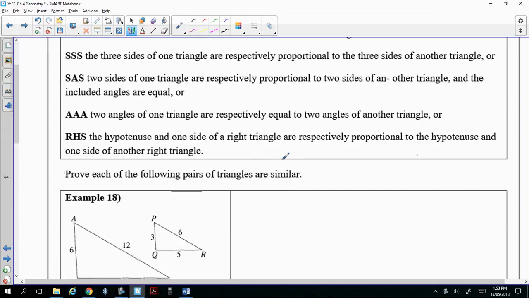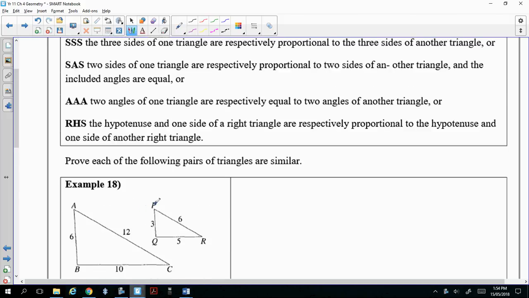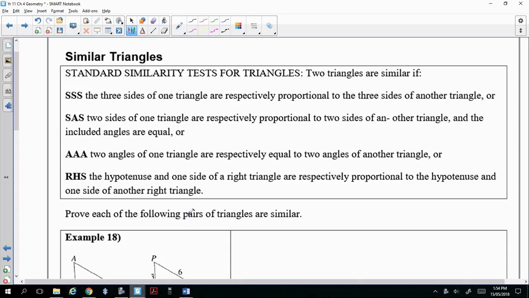Similar triangles are triangles that look the same, like this one here, but they have different sizes. They must have all angles equal, but the sides don't have to be equal. They just have to be in proportion. There are 4 tests.